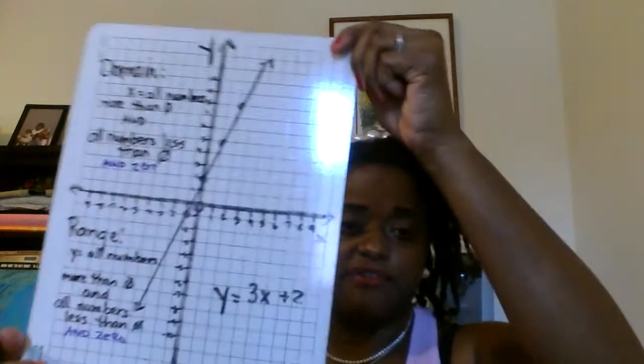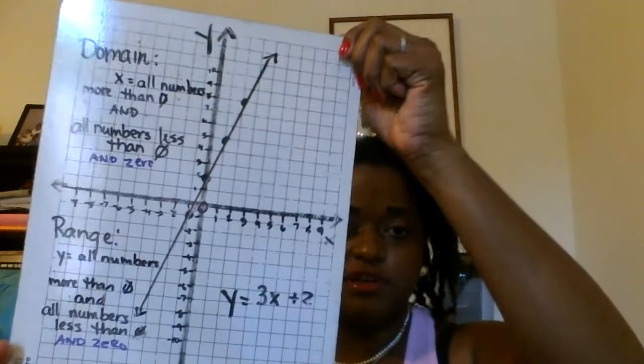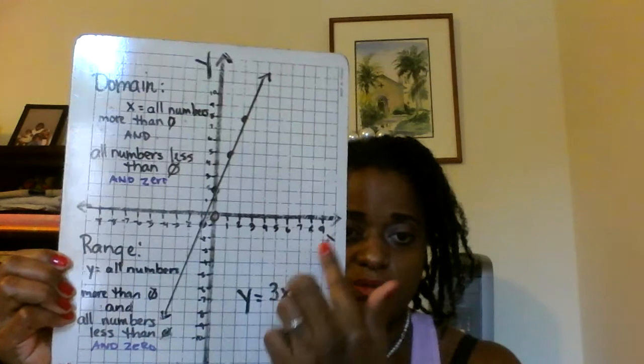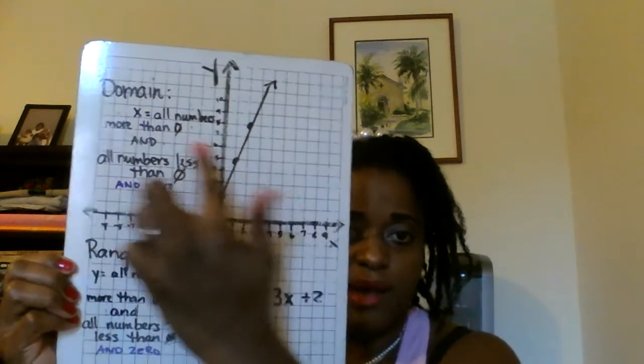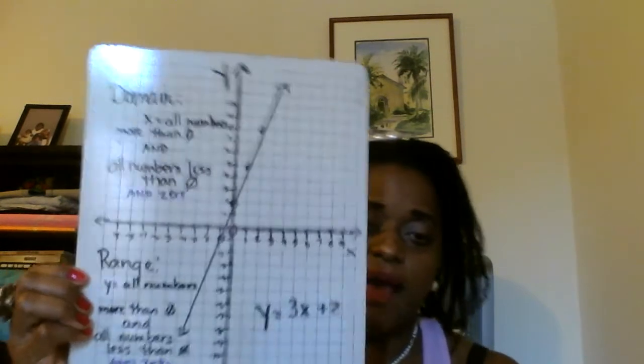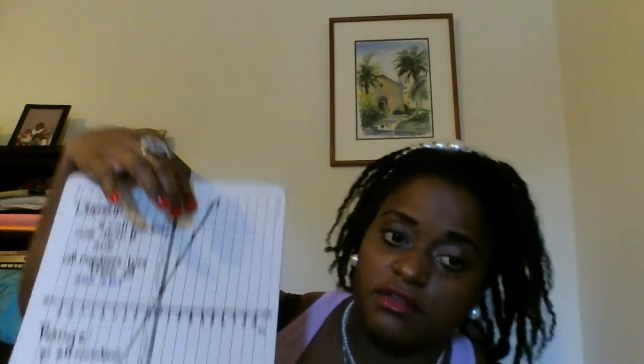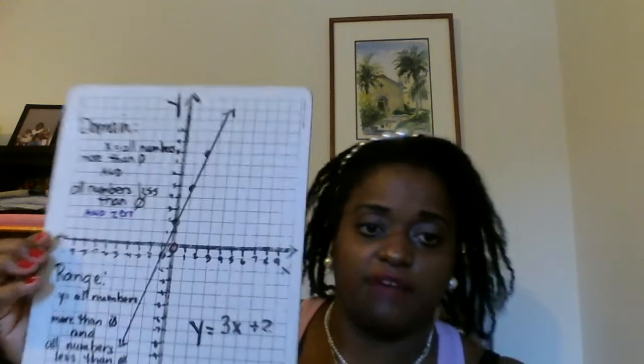The graph, what part is the graph? The graph is not the x line. This is the x line. It's not the y line, sorry. The graph is this part. Here. That slanting line, that's the graph here.